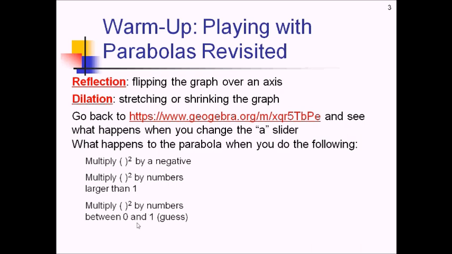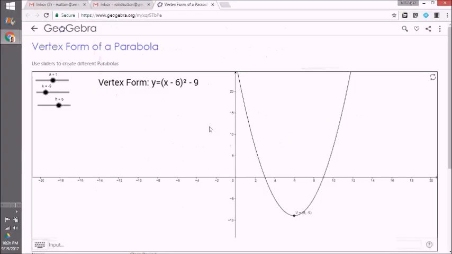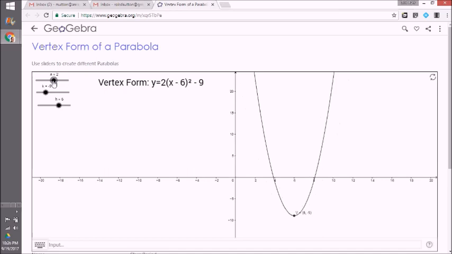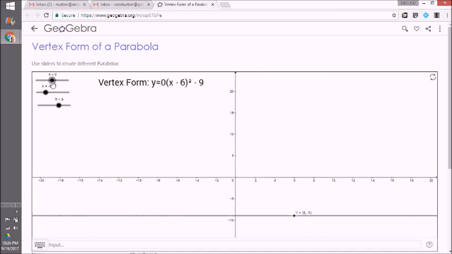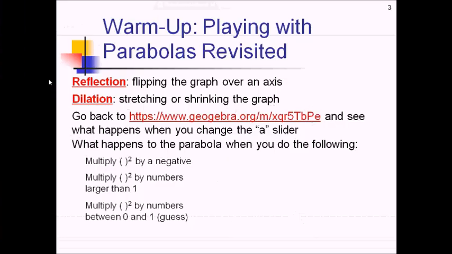And the slider, unfortunately, only moves by ones, so you're going to have to kind of guess based on what happens when you go from bigger A values to smaller A values. But let's give this a shot. So here's my GeoGebra app. Here's my A slider. And I'm going to multiply this by a negative. So this becomes negative 1. And what just happened? Here was positive. Here's negative. So it looks like, based on that, we're flipping this over the x-axis.